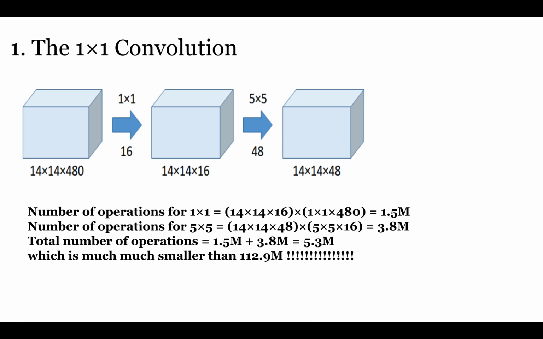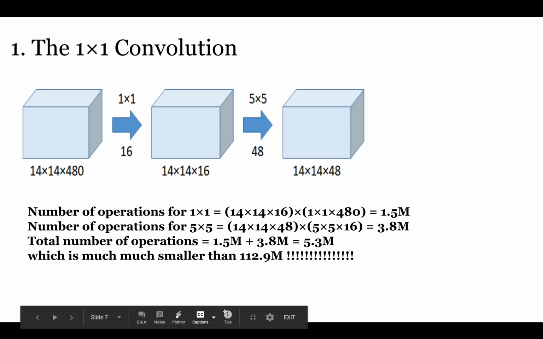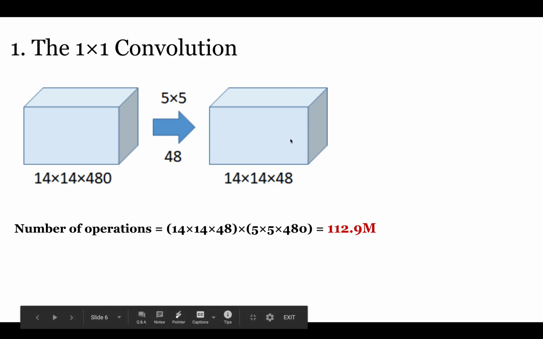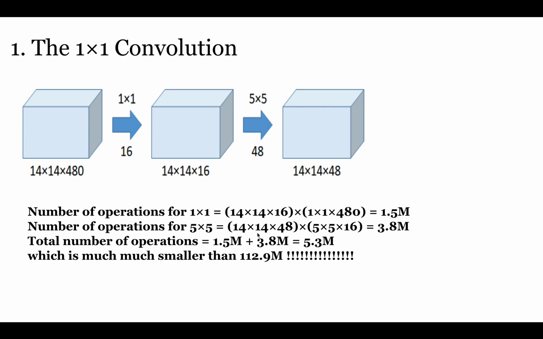Just remember the previous 112.9 million operations; now for the same thing we only have to do 5.3 million operations, which is much smaller than 112.9 million. You may wonder what happens with one-to-one convolution. It reduces dimensionality, and we get a similar result to before. That's the benefit of one-to-one convolution, and that's the magic of the Inception method.